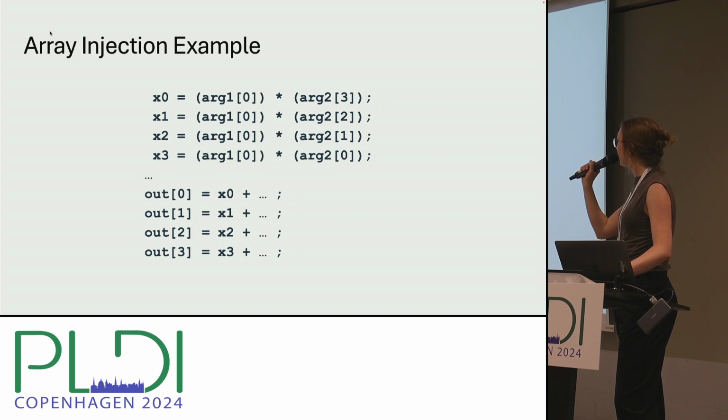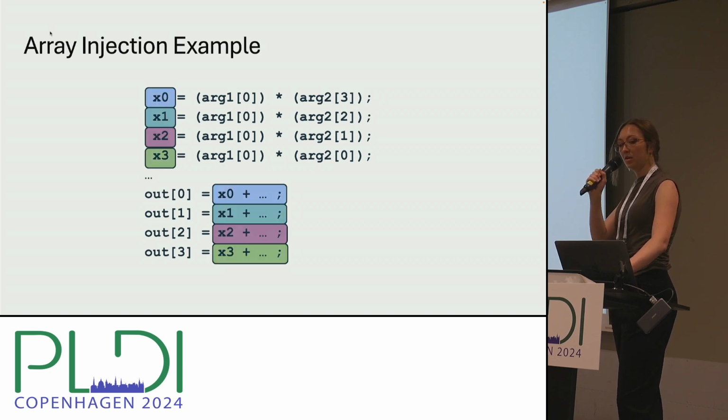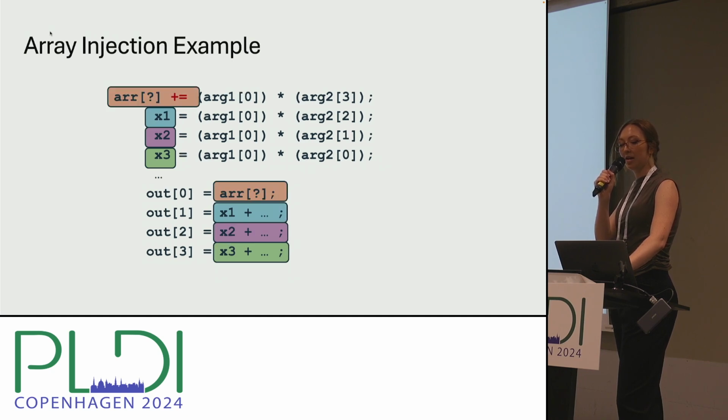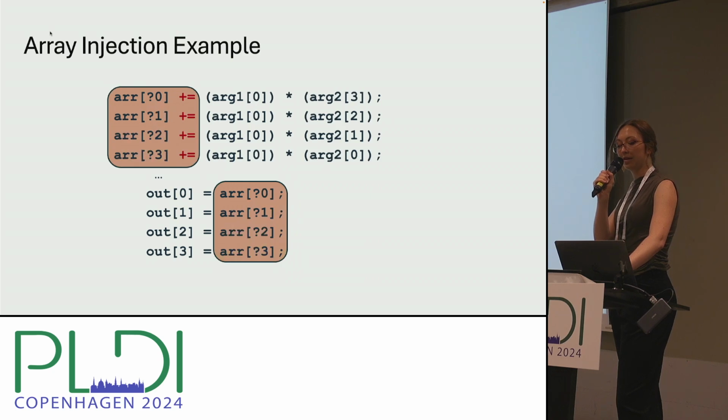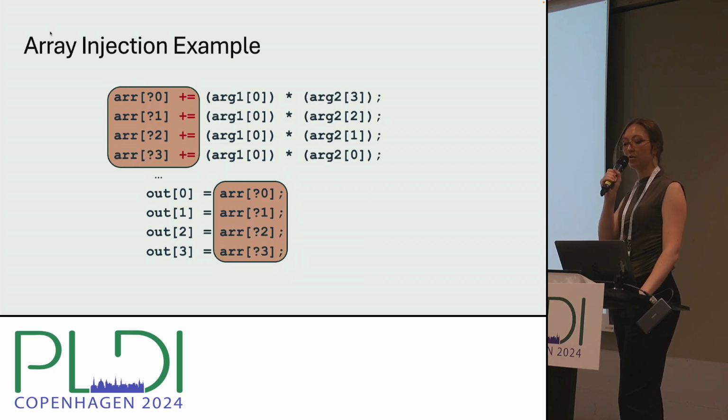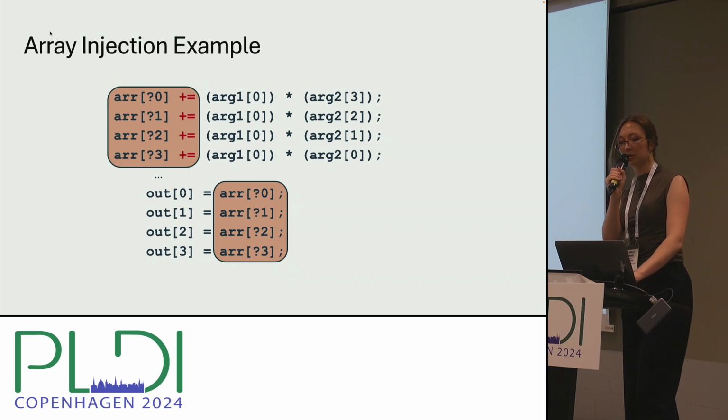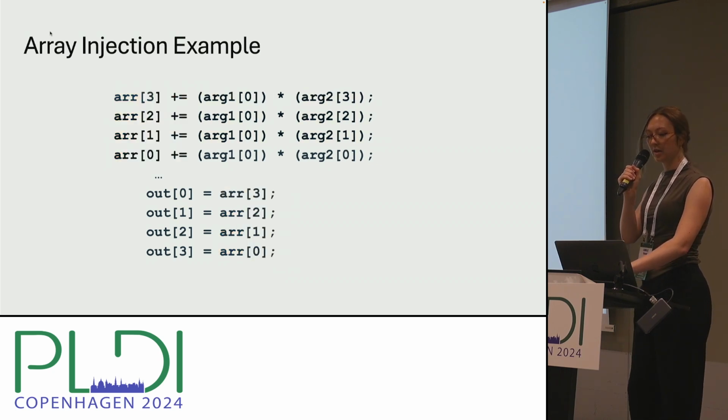So here we have an example. Looking at these local variables and how they're used later on, we can map them to indices in a local array instead. We can choose those index bins based on where the local variable is used. And then we can assign indices to those bins based on the access patterns of the other arrays in the rest of the code.